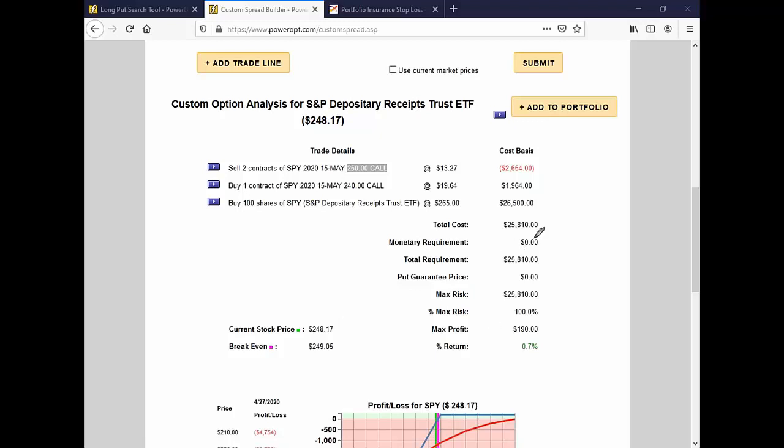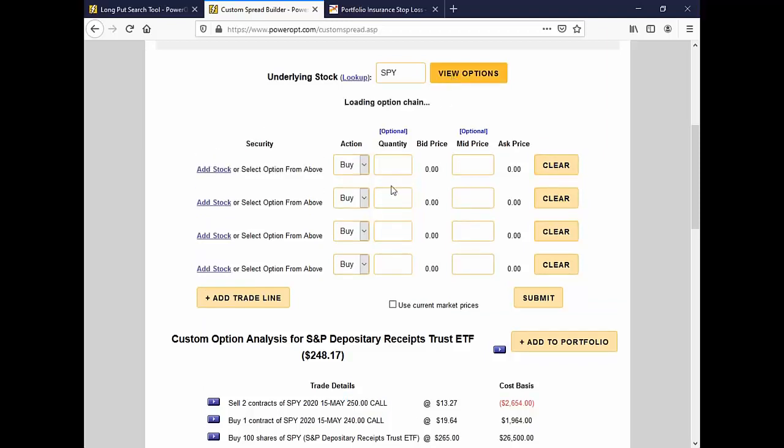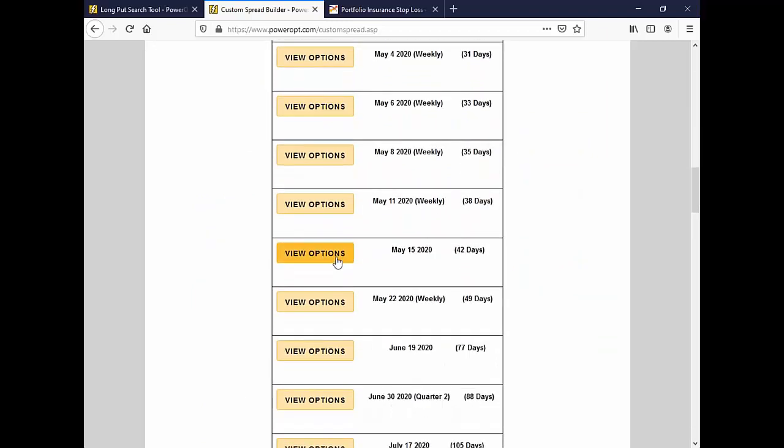Okay, what's the back spread? I just showed one a moment ago. I showed you sort of what it looked like, but let's go back up here. I'd want to use a put back spread. Sorry, we're going to have to go through scrolling again, so let's get our options up here. Let's go back to May 15th.